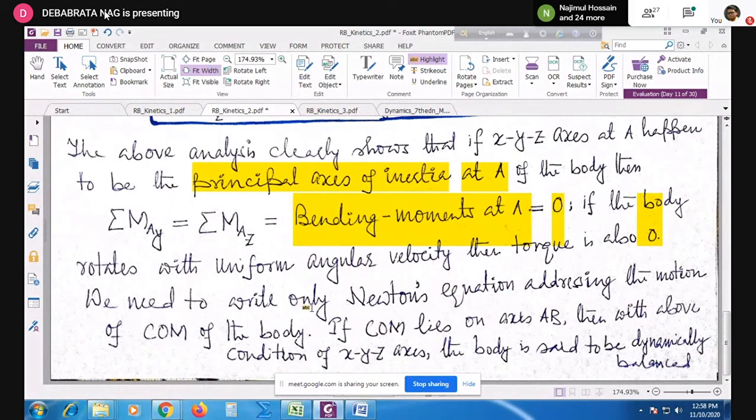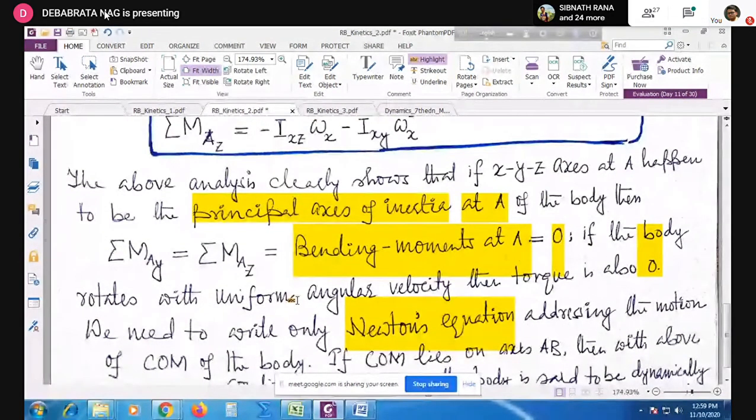We need to write only Newton's equation addressing the motion of the center of mass of the body, correct? তাহলে আমাদের কি করতে হবে, we need to only write the Newton's equation. আমাদের কেবলমাত্র নিউটনের ইকুয়েশনটা লিখলেই চলবে। বাট যদি হ্যাঁ বলো স্যার, ওই বলছি summation may is equal to summation maz is equal to bending moments at A is equal to 0.